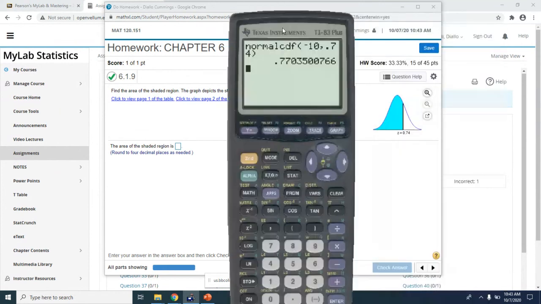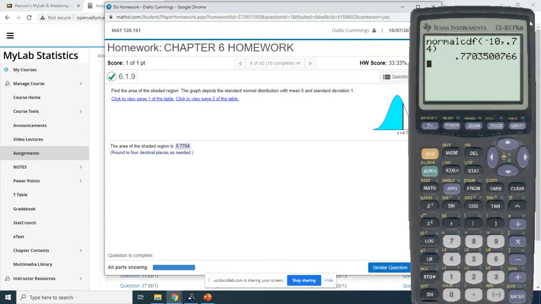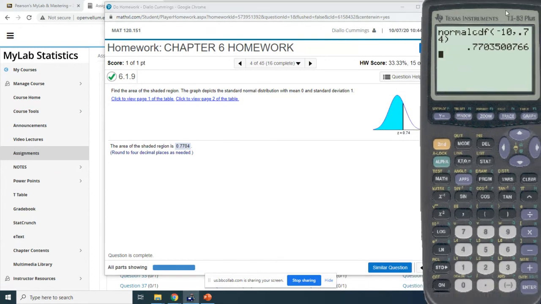All right, so that gives us the area or the probability from -10 to 0.74, which is all of this shaded area. All right, we're rounding to 4 decimal places, so I get 0.7704. Right, so any questions about this problem? So since I'm finding the area, all right, of a shaded region, I'm using the CDF.